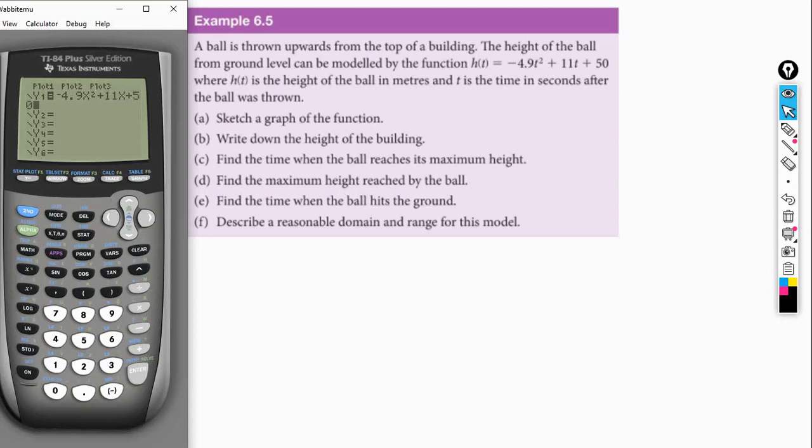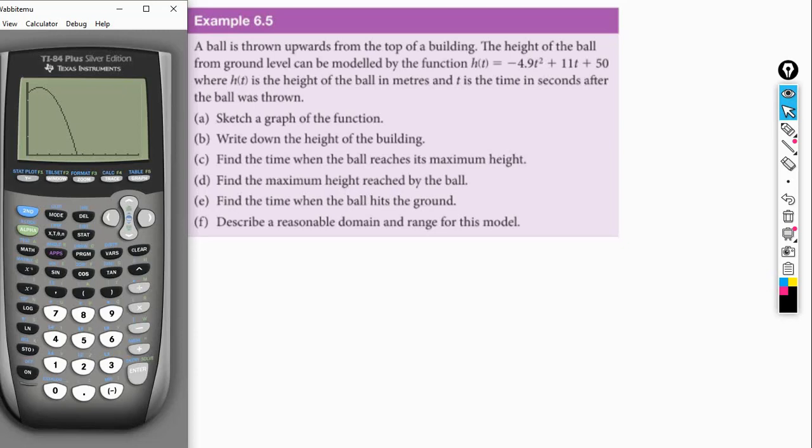Before we hit graph, we want to make sure we have an appropriate window. The minimum for x could be 0, and let's make it 10 seconds for the time as a maximum. The minimum height would be 0, and the maximum height would be above 50 meters, let's say 60. Now we can hit graph, and there's our function. Write down the height of the building. Well, we already know that that's 50.